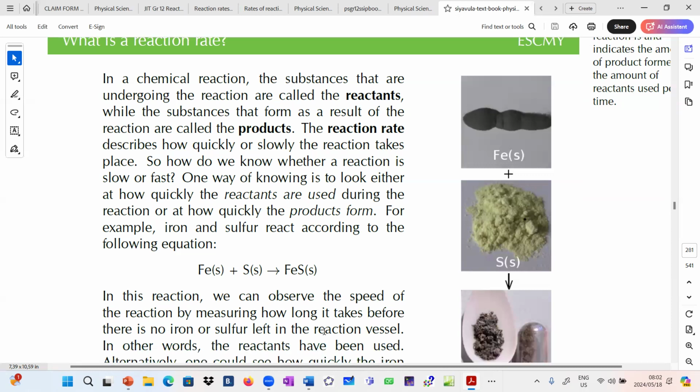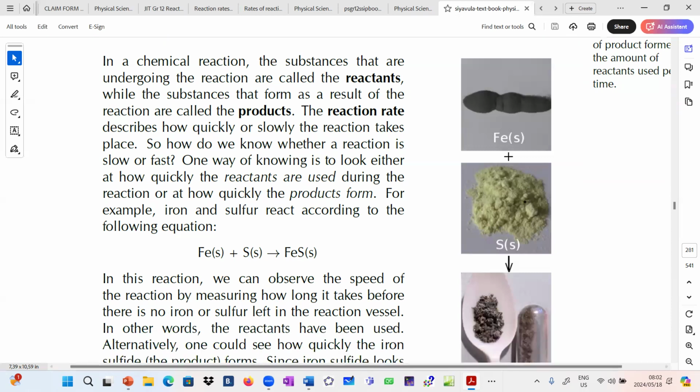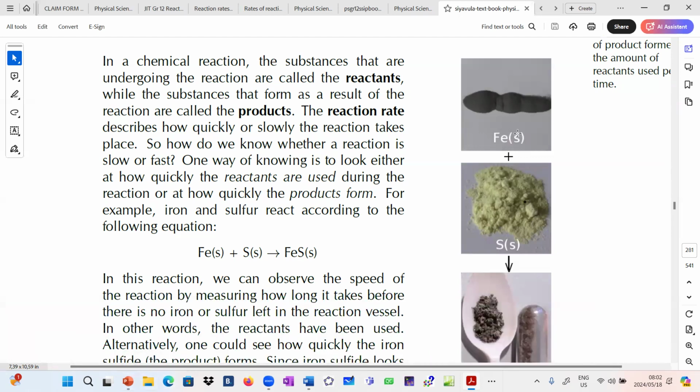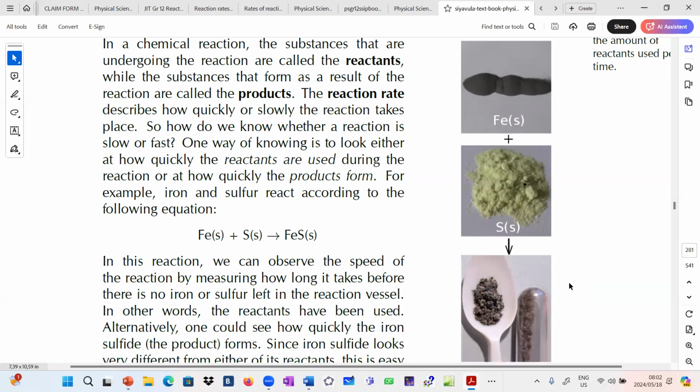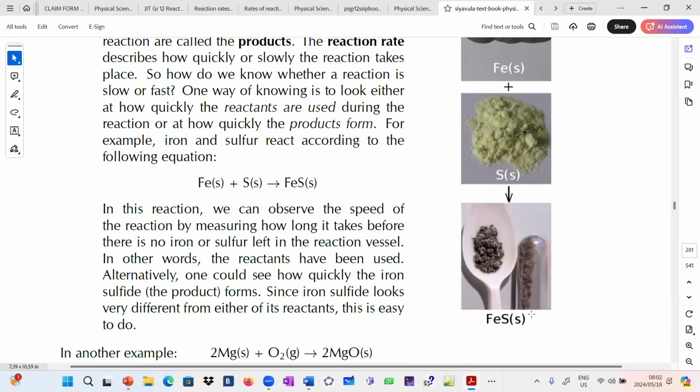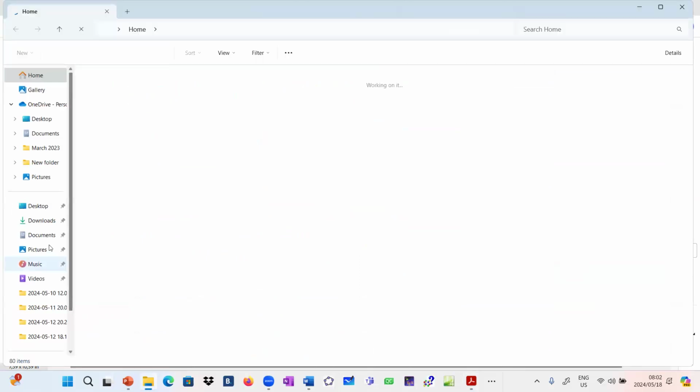To analyze that, we take a look at what happens when we have our iron as a solid, and there's sulfur as well, which is a solid, and we're able to see the product formed. And here is iron sulfide that is formed. We are then interested in understanding a couple of things.